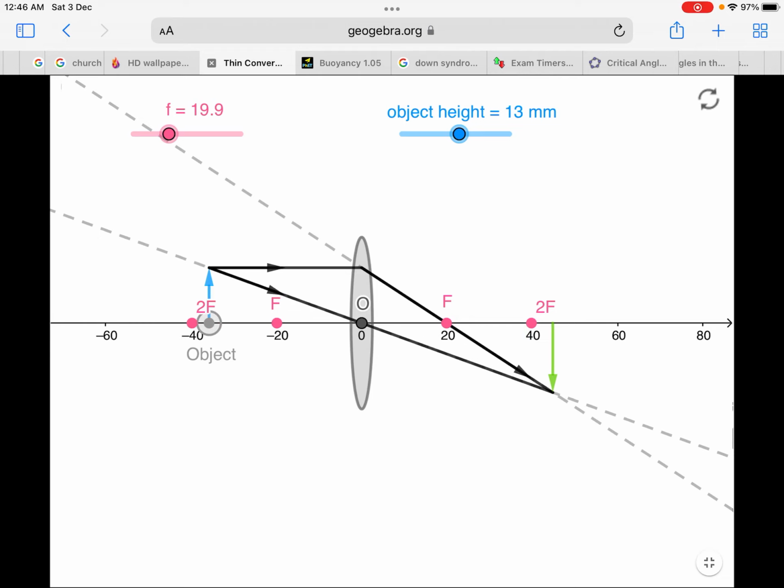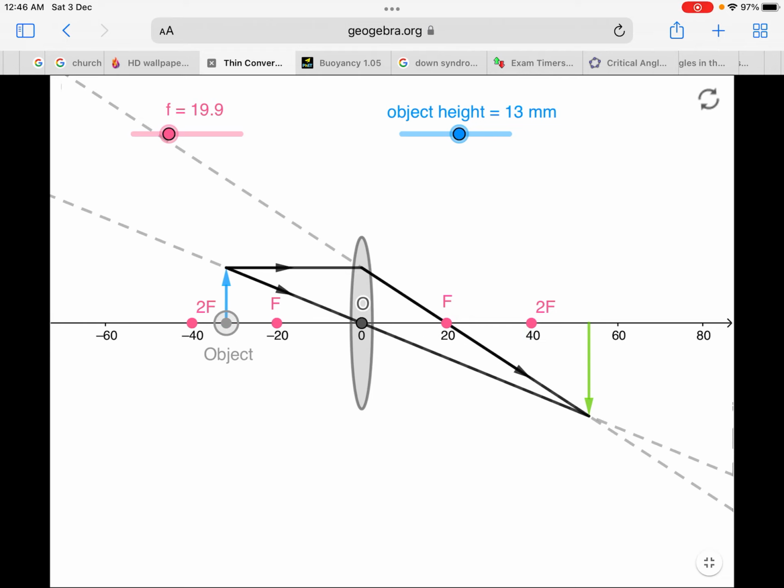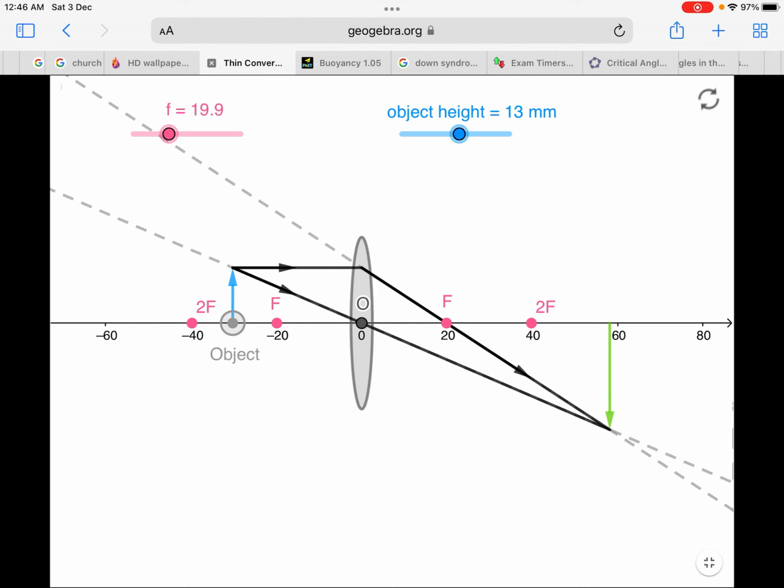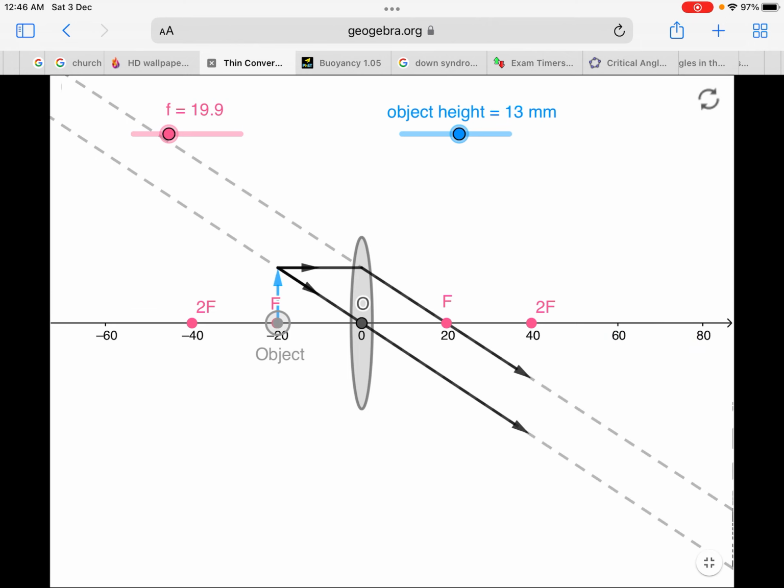So next thing is I continue to move forward. Now the image moves away from the lens and becomes bigger. Then after that I go to 1f. So 1f is where the image will be formed at infinity. Of course, the image is known as the virtual image. Okay.